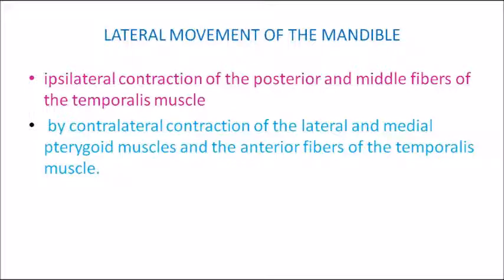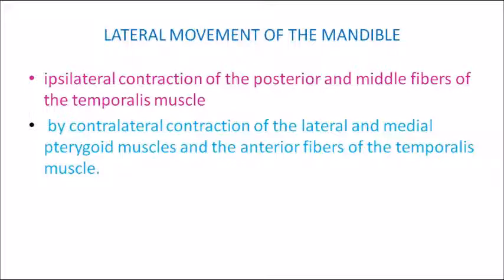Simultaneously on both sides, different groups of muscles will be involved in lateral movement of the mandible. On the ipsilateral side, there will be contraction of the posterior and middle fibers of the temporalis muscle, whereas on the contralateral side, there will be contraction of the lateral and medial pterygoid muscles and the anterior fibers of the temporalis. So please note, in lateral movement of the mandible, different muscle groups are involved on different sides.